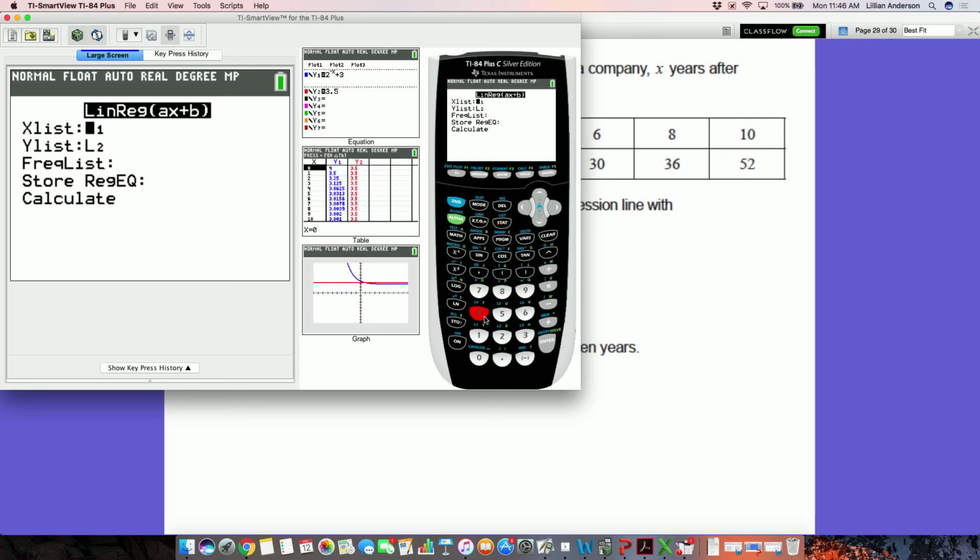Storing your regression equation is only something I would suggest if you really have a lot of time left over and you want to double check. If the question actually asks you to graph it yourself, then I would store it. But other than that, you don't need to. So go down to calculate, click enter, and you'll have all your information.